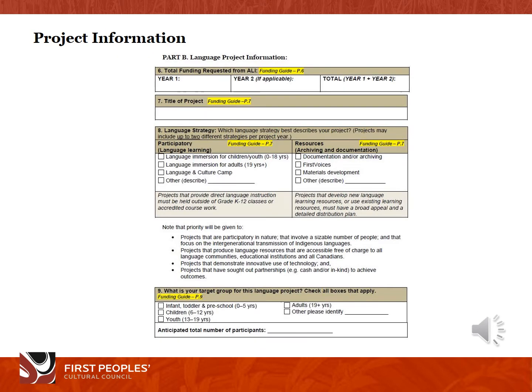Please indicate the total funding amount requested from ALI. If you are requesting funding for Year 1 and Year 2, make sure to add up the total funding request for both years. Please indicate whether your language strategy is participatory or resource development, or both. Identify your target group for the project and the total number of participants you anticipate for the project.